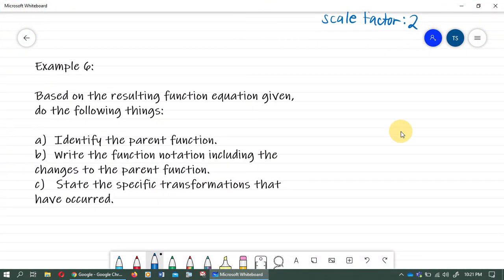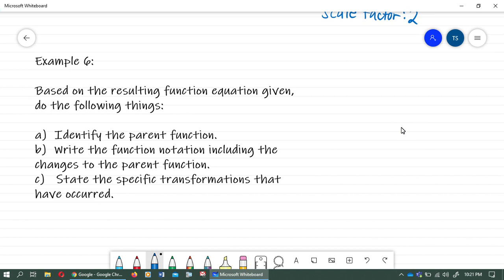Example 6. All right, we've got y equals negative square root of 2/5 x minus 11.